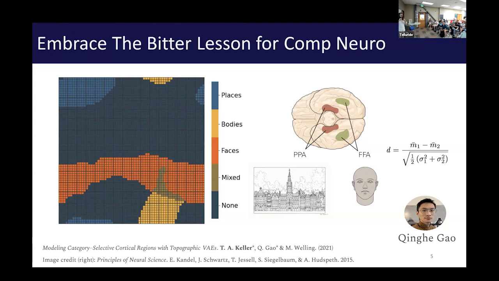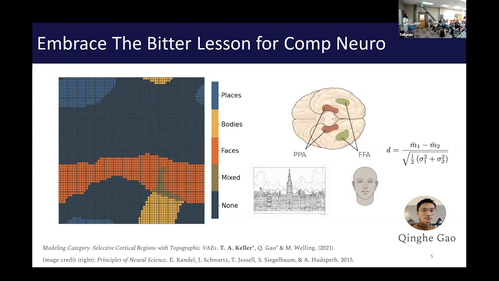Yeah, one of the cool things that we found is that you see the body and the face clusters are a little bit overlapping. And this is actually what you see in the cortex as well. These clusters are right next to each other, probably because you often see bodies and faces together at the same time.